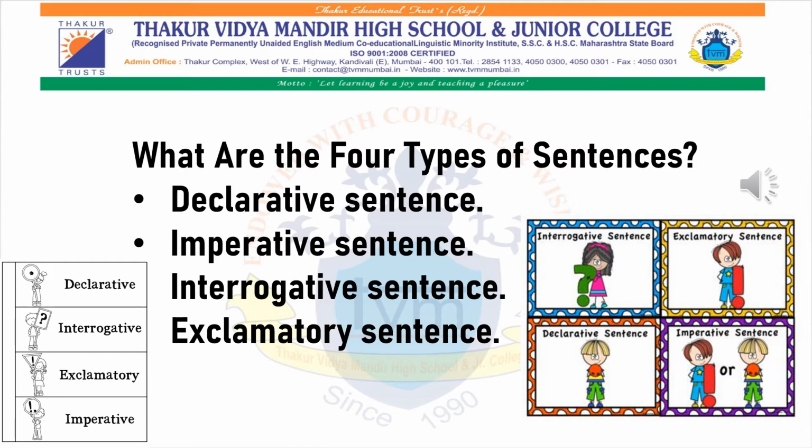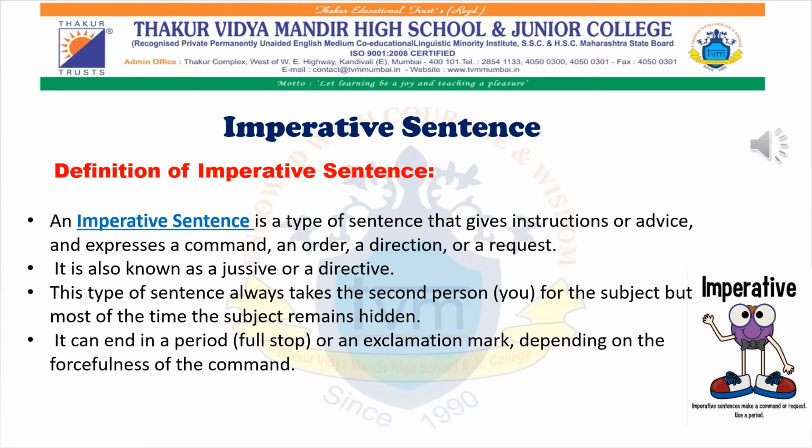I hope you all are ready with your books. Let's get started. Imperative sentence. Now what is the definition of an imperative sentence? I have given you four points which are very simple to understand. An imperative sentence is a type of sentence that gives instruction or advice, or expresses a command, order, direction or request.